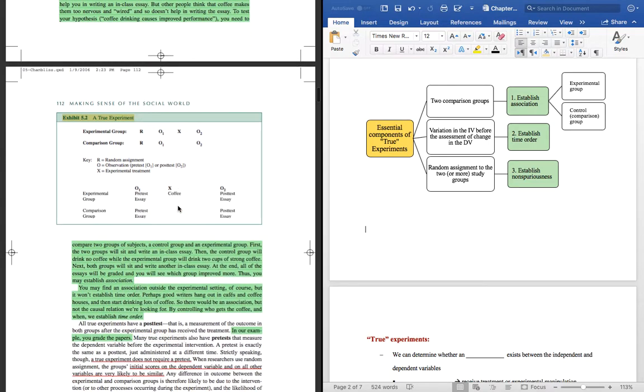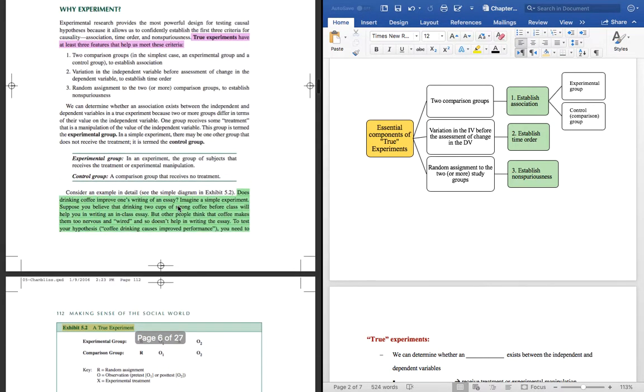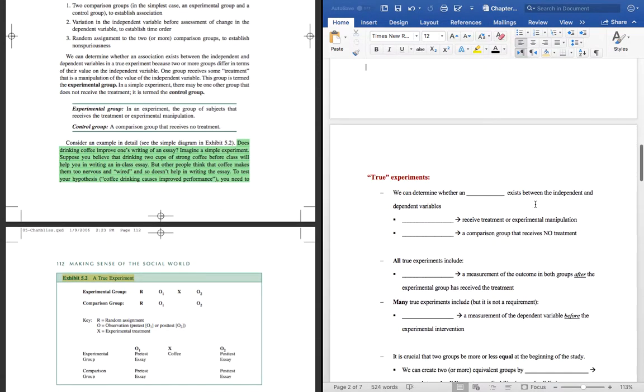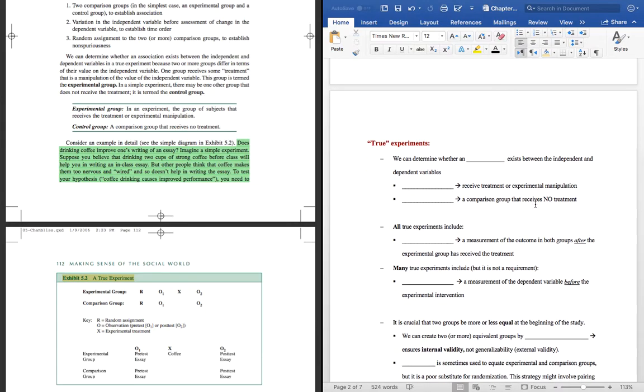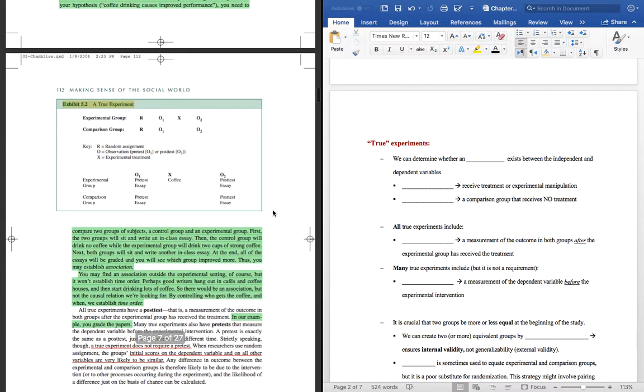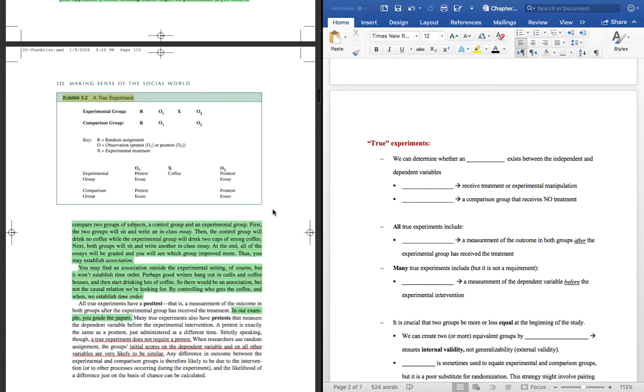Okay, so in the next sections of the article, it's discussing in more detail what a true experiment is. So by doing true experiments, we can determine whether there is an association between the independent and dependent variables.